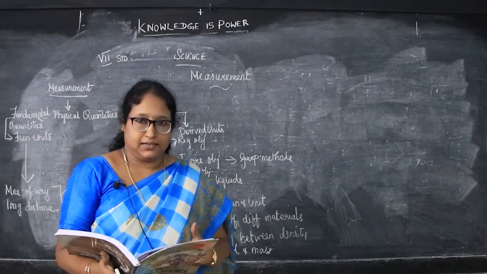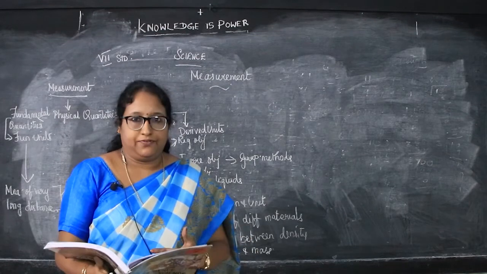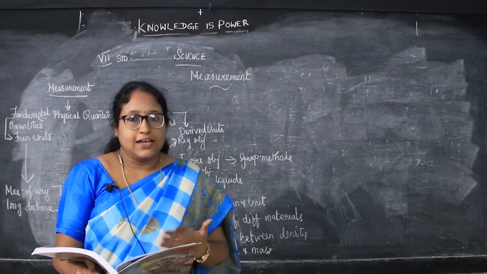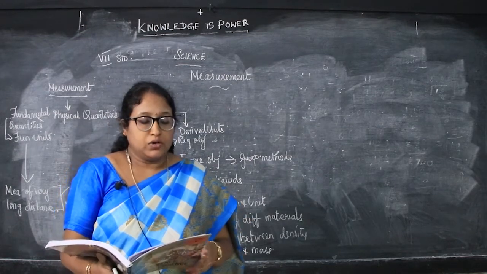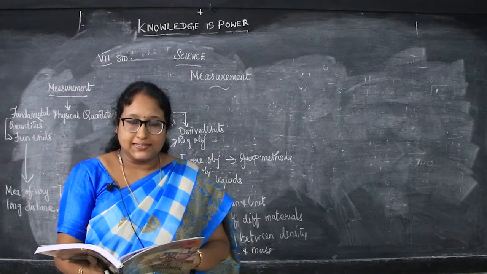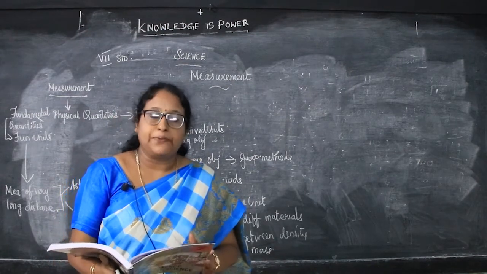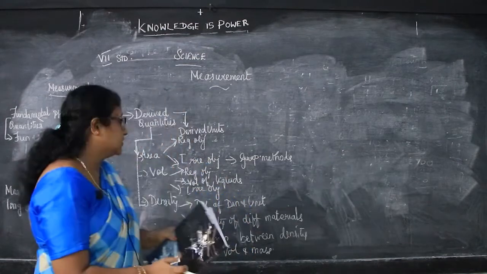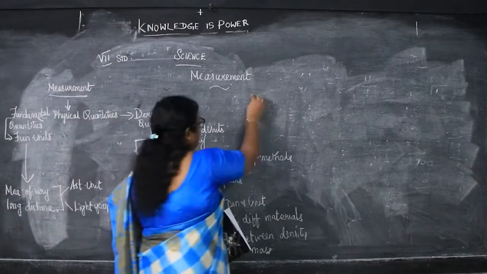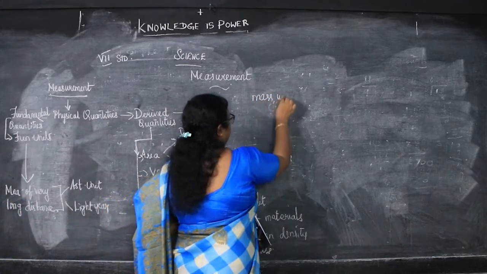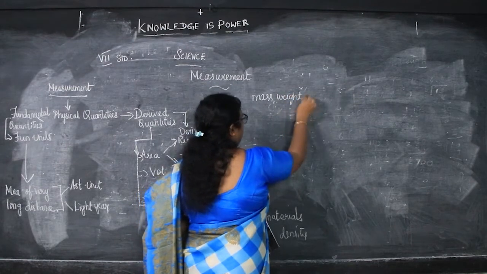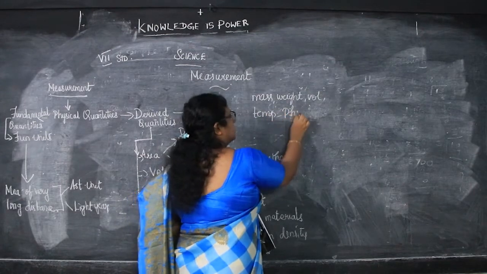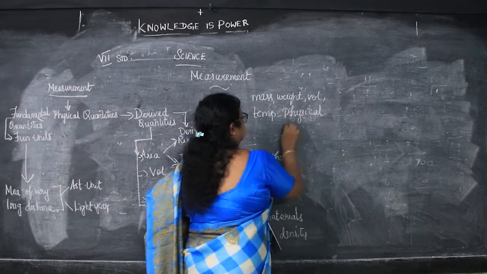Now, in science, in measurement, in daily life, we measure many things such as weight of the fruits, food, vegetables, etc. Now, quantities such as mass, weight, distance, temperature and volume, these are called physical quantities.